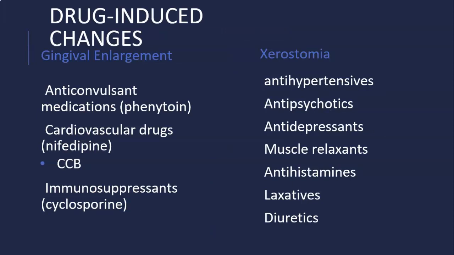When we have drug-induced changes, we're going to see possibly some gingival enlargement and a lot of xerostomia. For gingival enlargement, things like anticonvulsant medications, calcium channel blockers, and immune suppressants are all drugs that could potentially affect the gingiva. For xerostomia, again, it's the antihypertensives, antipsychotics, antidepressants, muscle relaxants, antihistamines, laxatives, and diuretics, just to name a few of the major ones.